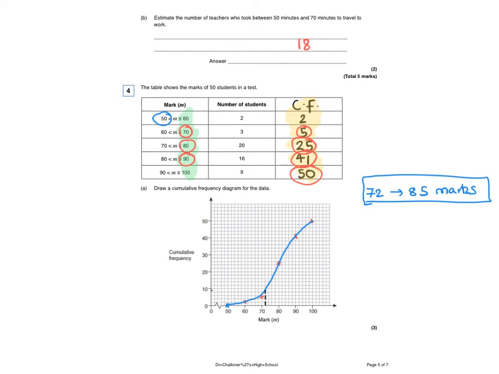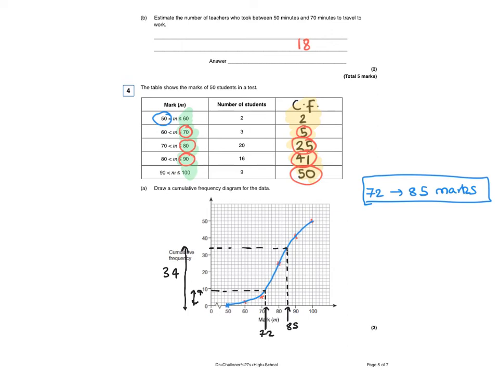And then going across, well, it looks like 9 people scored up to 72 marks. Now, how many people scored up to 85 marks? So let's find 85 on the x-axis. So this value here is 85, this value here is 72. And let's go along like that. And I can see that we've got 34 people who scored up to 85 marks.